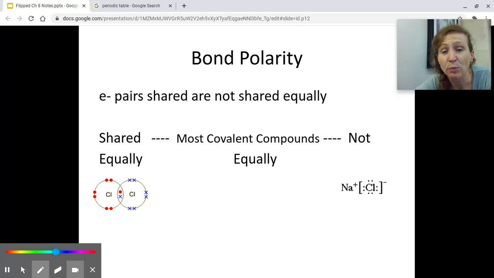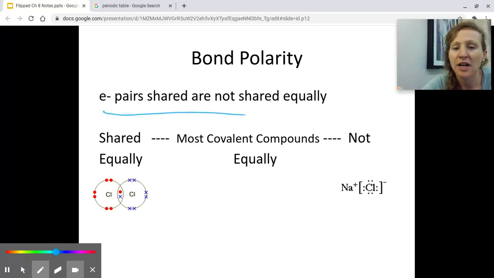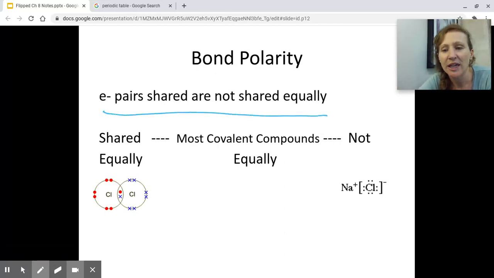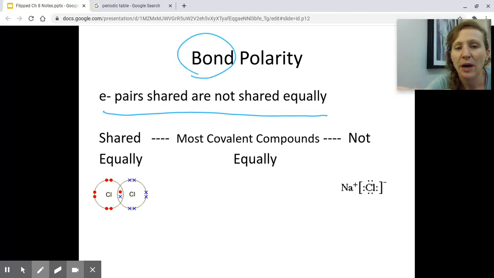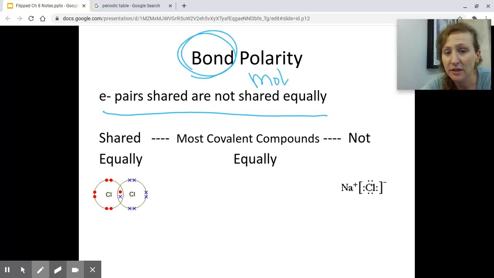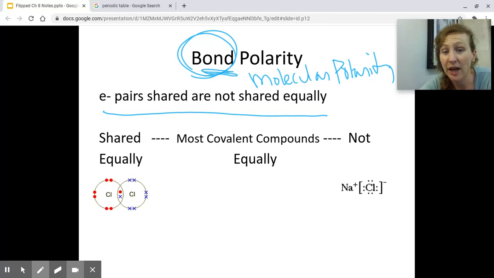Okay, so bond polarity happens when electron pairs are not shared equally. So before we get into this, notice this is talking about bond polarity. There's a second type of polarity called molecular polarity, which we will look at. Okay, so we're going to look at bond polarity right now.